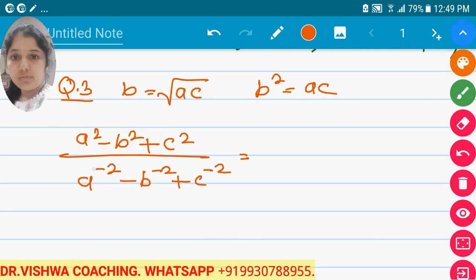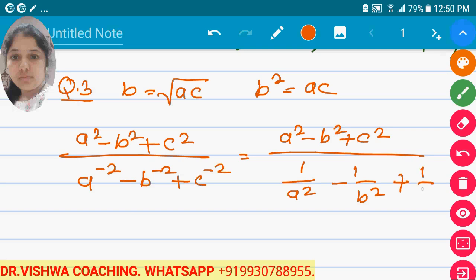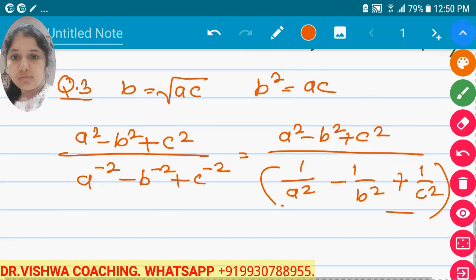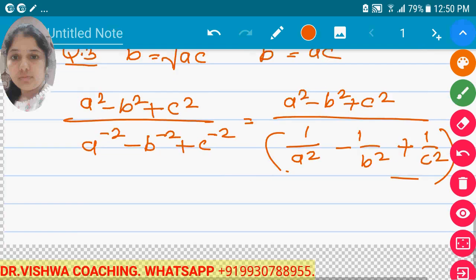Now see, this a raised to minus 2 exponent we had learned, so we cannot do the operations of addition and subtraction like this. We have to convert it into a positive power. The power should be a non-negative number. So it can be written as a square minus b square plus c square upon 1 upon a square minus 1 upon b square plus 1 upon c square. Now first solve this.